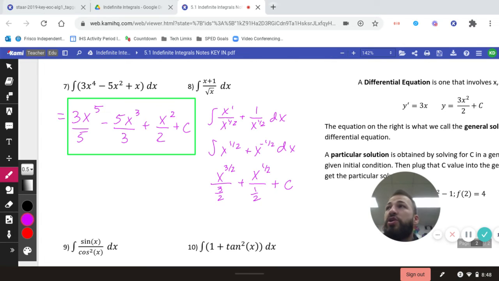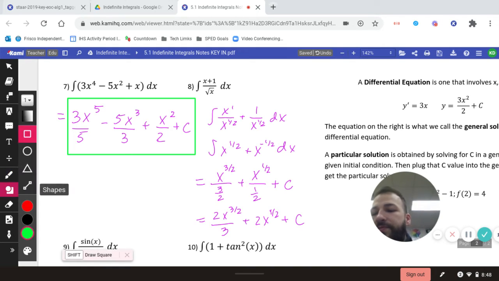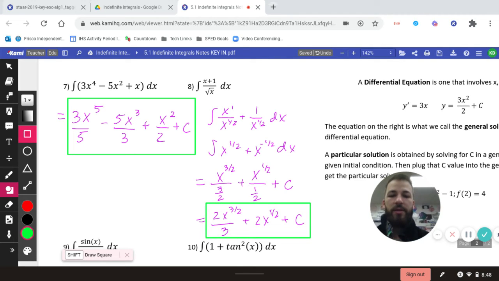And because those are gross, I always want to get rid of those compound fractions. So multiply by the reciprocal. So this becomes 2x to the 3/2 over 3 plus 2x to the 1/2 plus c. And we're done like so.